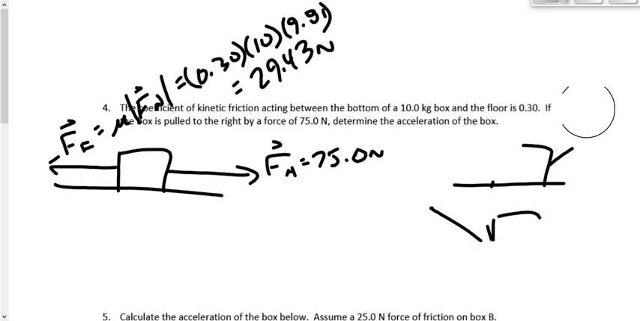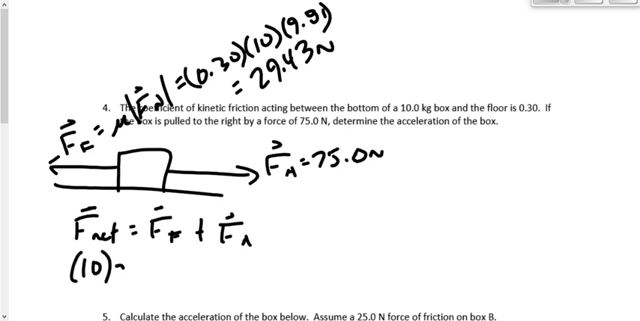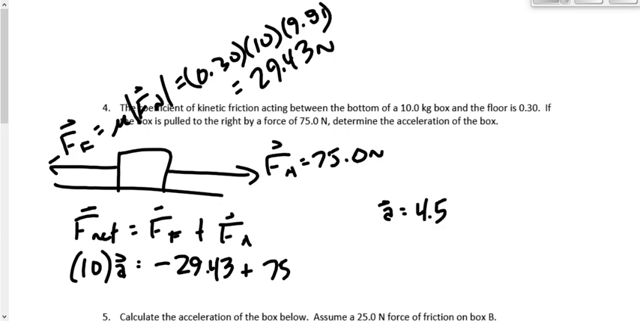All right, so we've got the applied force and the force of friction. Let's just do our thing now. F net is equal to the sum of the forces: F_F plus F_A. We're going to say m times a. M is 10 kilograms times the acceleration equals negative 29.43 because it's to the left, plus the applied force of 75 newtons. We're going to solve for a here. Do the math. It works out to be 4.5, I think it's 4.56 or 4.50. 4.56? Yes? Can't tell whether my last number is a 6 or a 0.